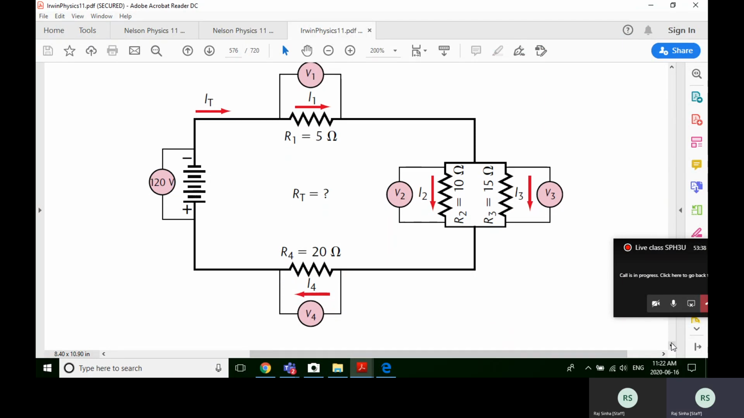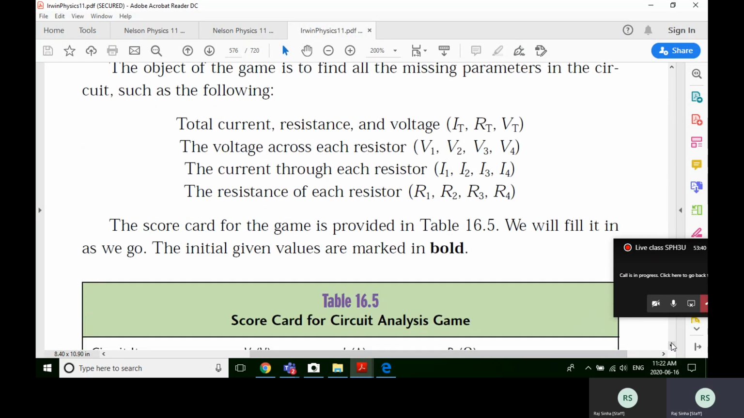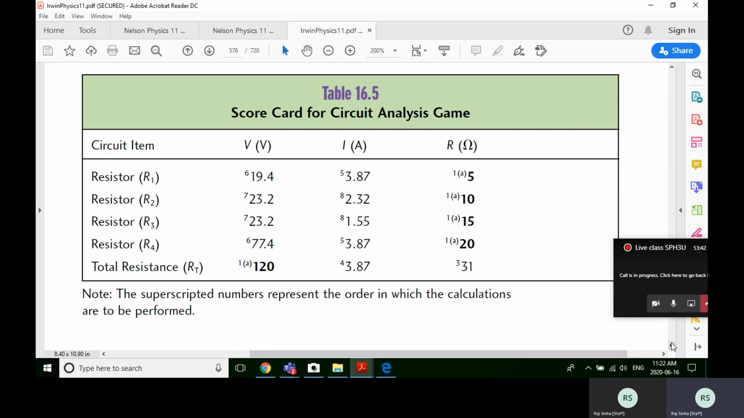In the textbook, they've actually gone through and they've done the scorecard, which is what they call it. So we were given R1, R2, R3, and R4 resistors, the resistances 5, 10, 15, and 20. We calculated the missing voltages and we calculated the currents all the way along.